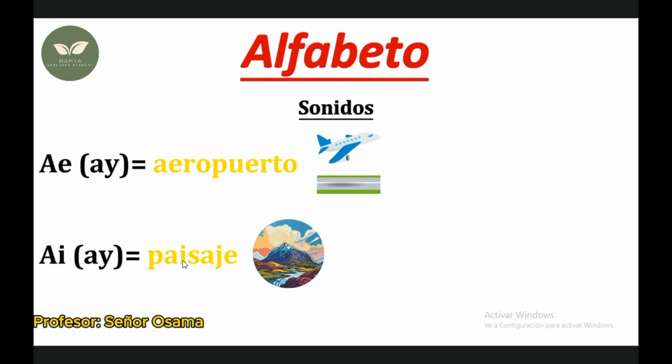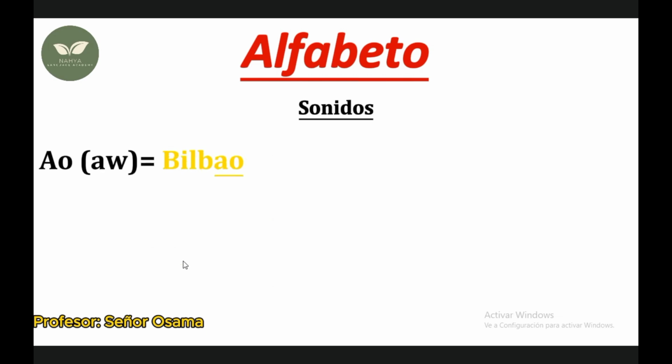Okay, so the next one is ao. A and o give us the sound of ao, and we find it in the word Bilbao. Bilbao is a city in Spain.